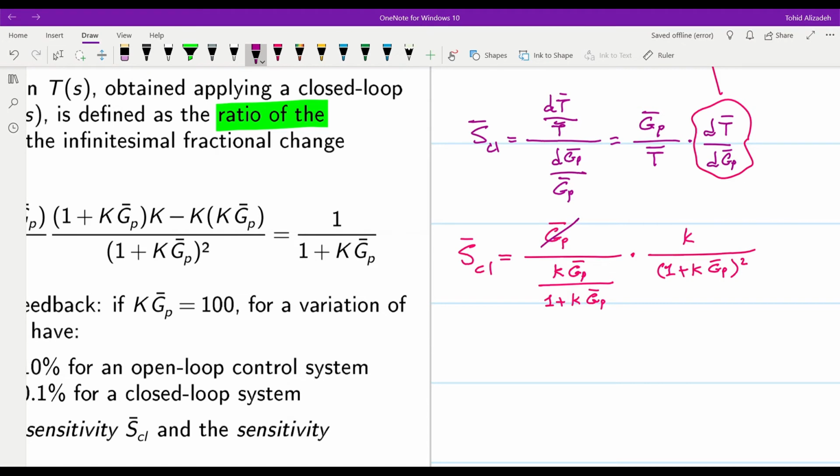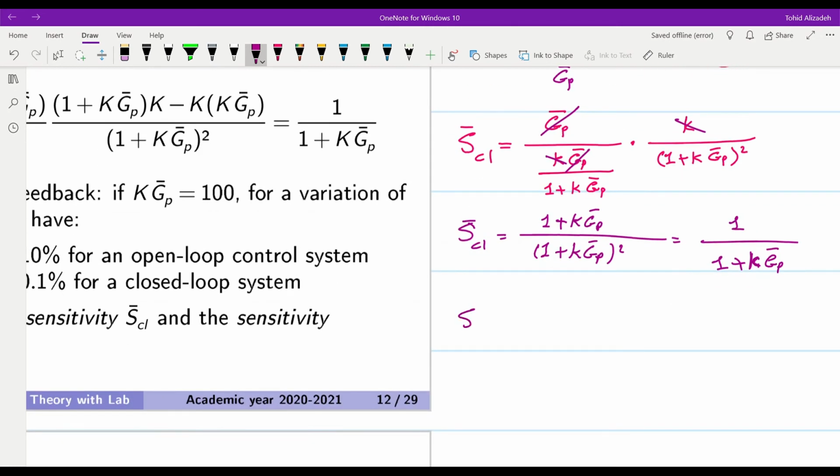A little bit. gp bar with gp bar will be cancelled. k with k will be cancelled. So the closed loop sensitivity will be obtained as 1 plus k GP bar over (1 plus k GP bar) squared, and this will give us 1 over 1 plus k times GP bar. So this is what we get for the closed loop sensitivity: 1 over 1 plus k times GP bar.